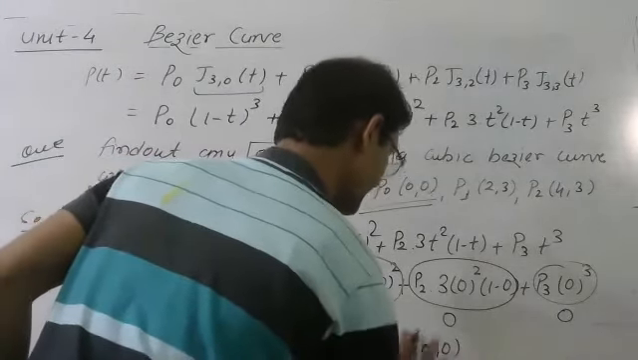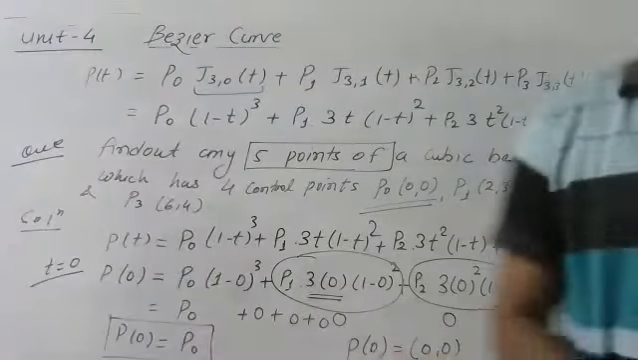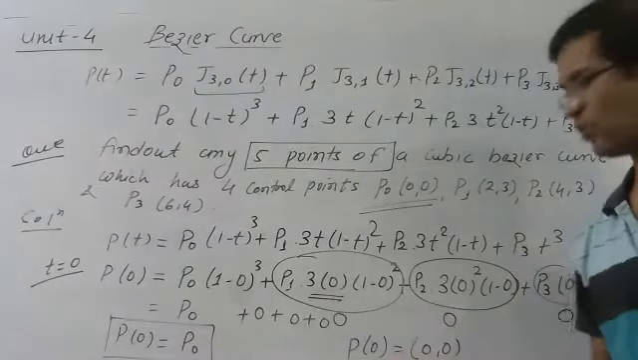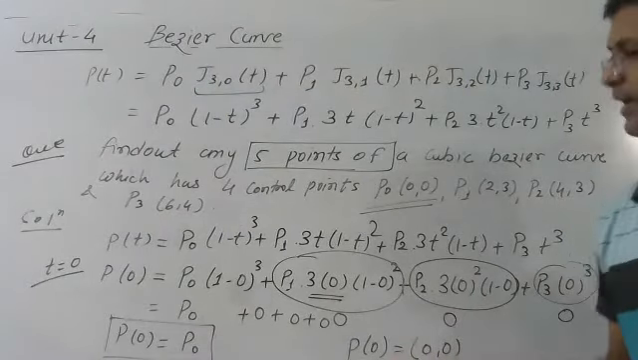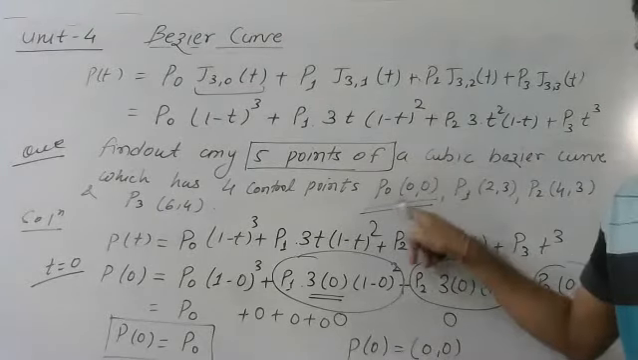And we know that the curve must pass through the first and last control points. This is the characteristic of a Bezier curve. The curve must pass through the first and last control points. That's why the curve's first point is 0, 0 and the first control point is also 0, 0.